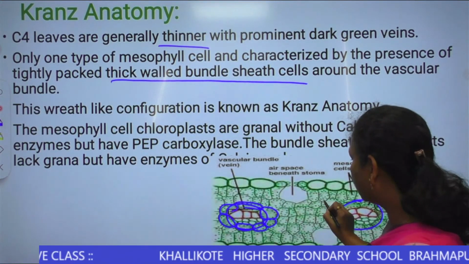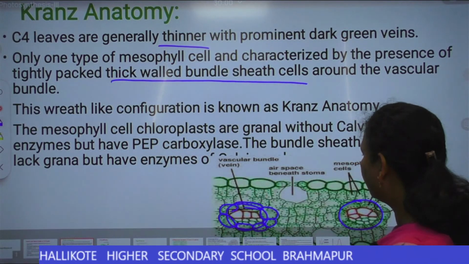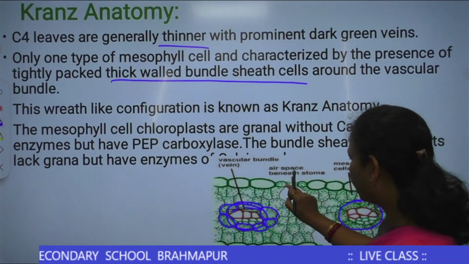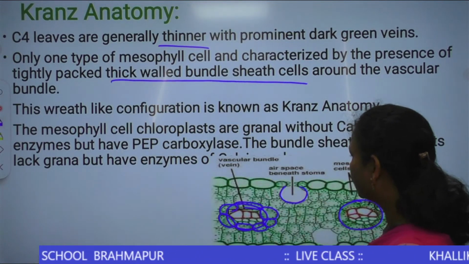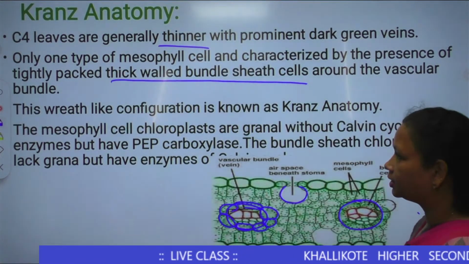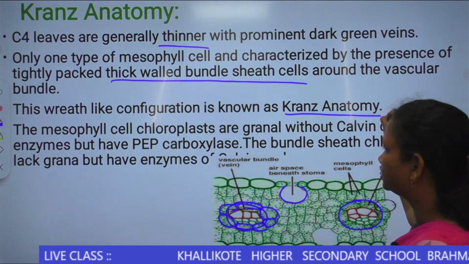These cells are the mesophyll cells. These are the mesophyll cells that are present. This is the air space beneath the stomata. So, the vascular bundle with this wreath-like configuration is known as Kranz anatomy.